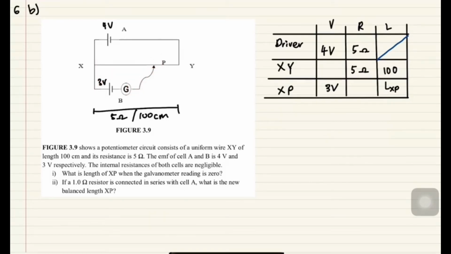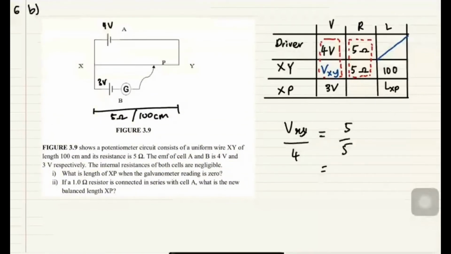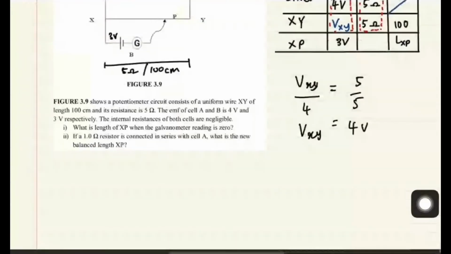Okay, so to do this, maybe the first step is to find the voltage for XY. To find that, I can combine this part. I can use VXY over 4 equals 5 over 5. So my VXY is actually 4. I think we don't really need to calculate this because it is the same thing. Okay, so 4 volt. Never mind, now it is confirmed, 4.